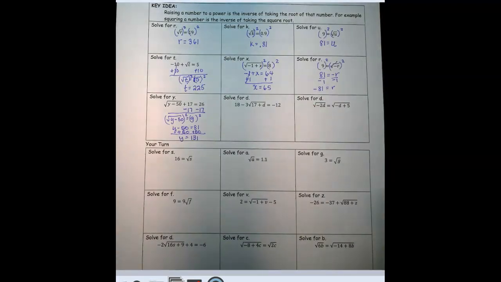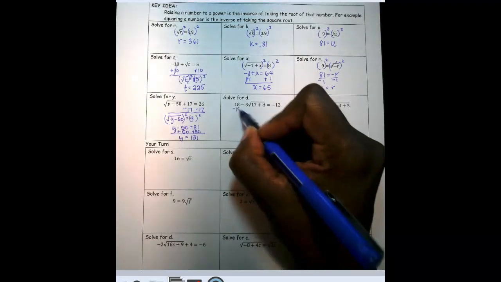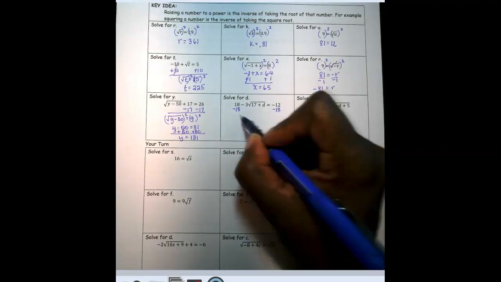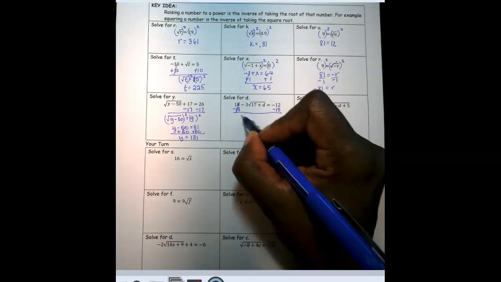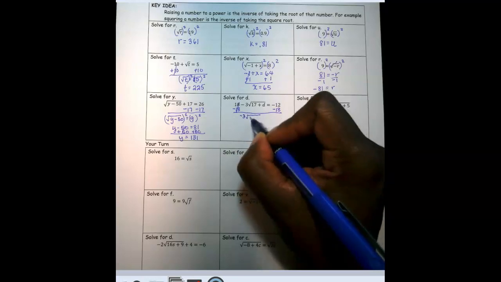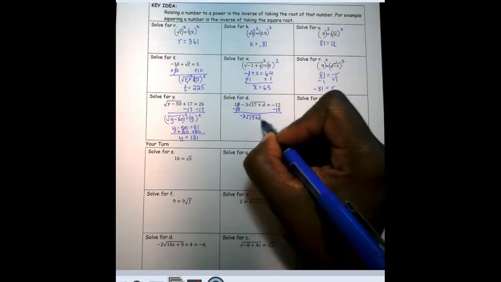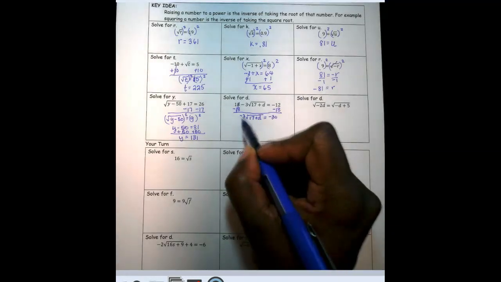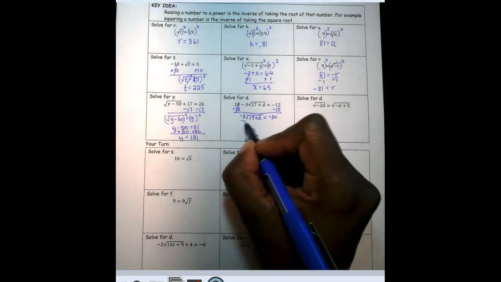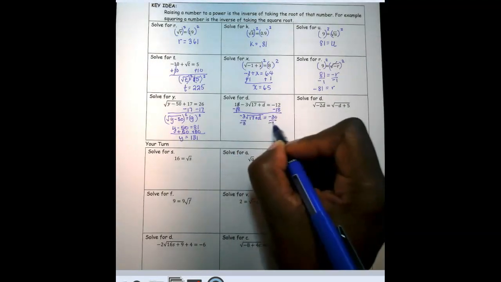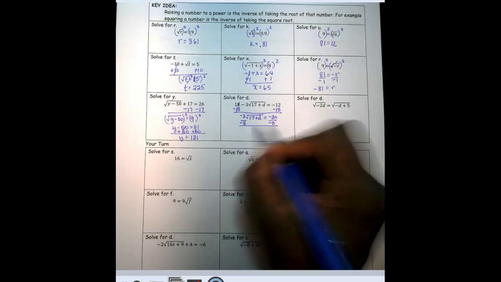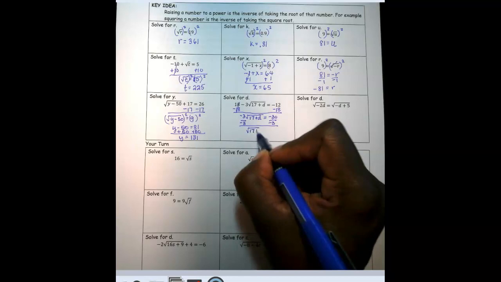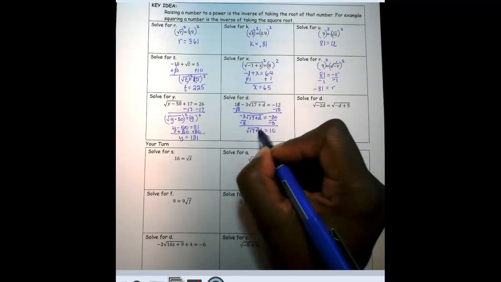Now this one seems a little bit more involved, but we're just going to undo everything around the radical. The first thing I'm going to do is get rid of the 18 by subtracting it from both sides of the equation. And I'm left with -3 multiplied by the square root of 17 plus d equals -30. Then I'm going to get rid of the -3 that's being multiplied by dividing by -3 on both sides of the equation. That leaves me with the square root of 17 plus d is equal to 10.